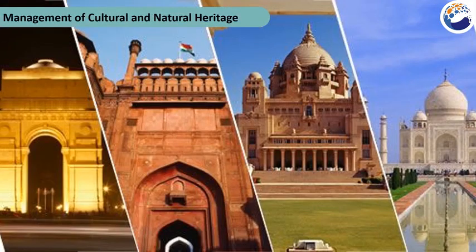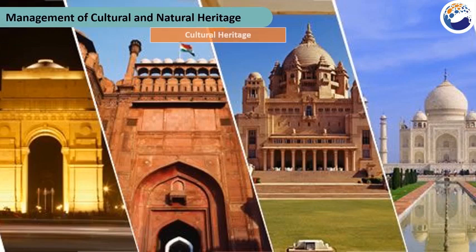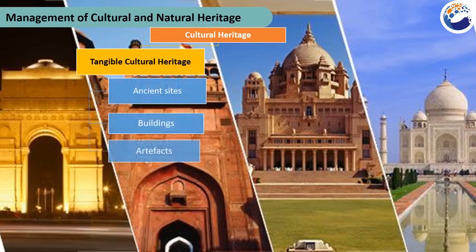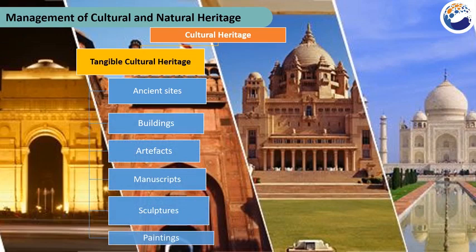Management of cultural and natural heritage. Cultural heritage. It is in the form of human creation. It is of two types, tangible and intangible. Tangible cultural heritage. This type of cultural heritage includes ancient sites, buildings, artifacts, manuscripts, sculptures, paintings, etc.